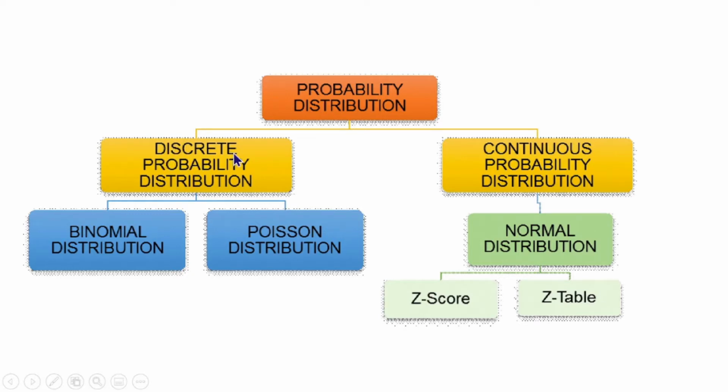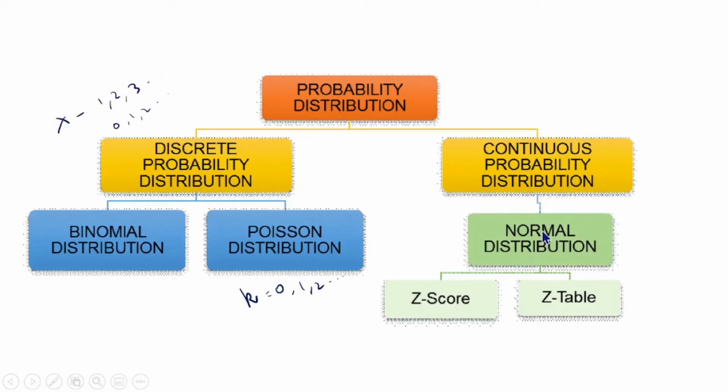discrete probability distribution. Under discrete probability distribution we have discussed binomial distribution and Poisson distribution. In discrete probability distribution, the random variable x takes discrete values like 1, 2, 3 or 0, 1, 2 up to n. Again, in the Poisson distribution, the value which k takes is 0, 1, 2 up to infinity. The next kind of probability distribution is called continuous probability distribution.